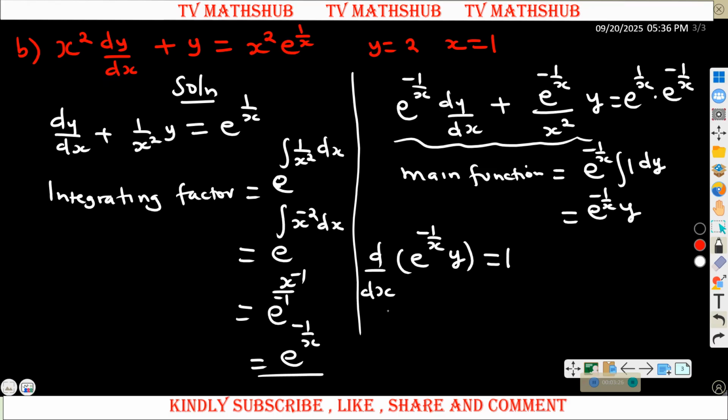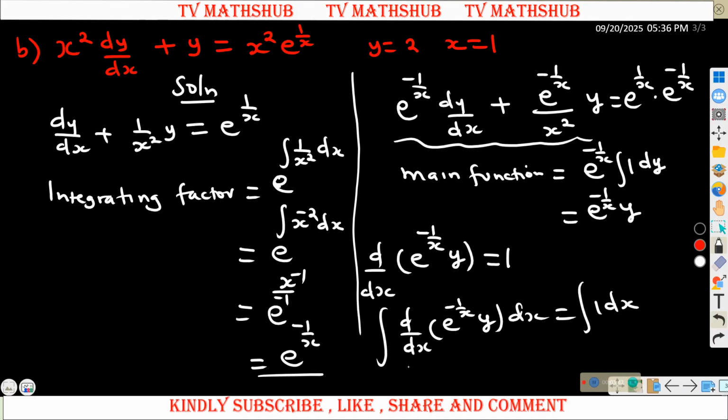From here, what we shall do is to integrate on both sides with respect to x. On the left side, the derivative of the main function, and on the right side, 1 with respect to x. This will give us e to the power negative 1 over x times y, which is equal to x plus c. When you differentiate this function and integrate it at the same time, you remain with the same function.